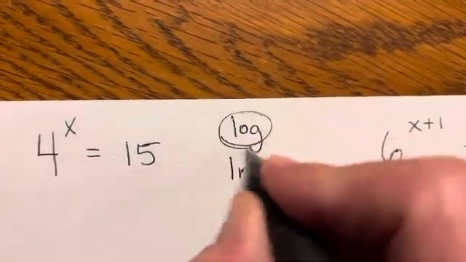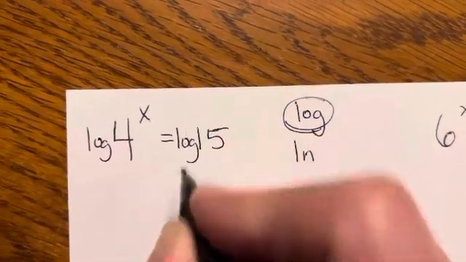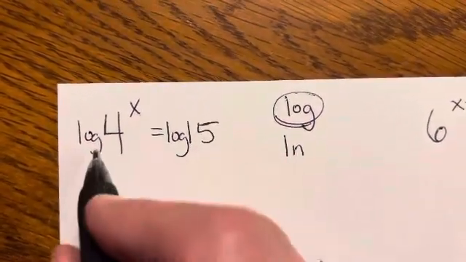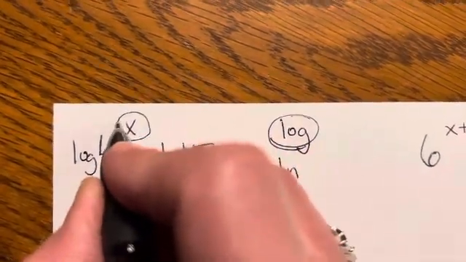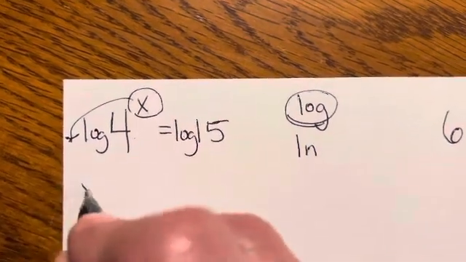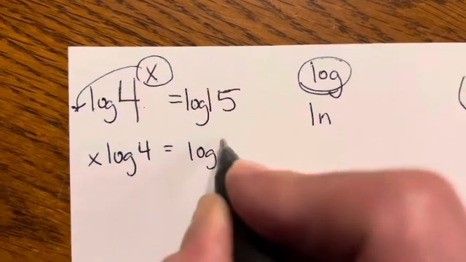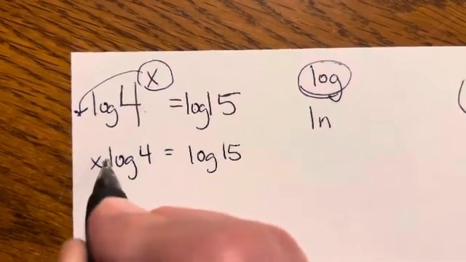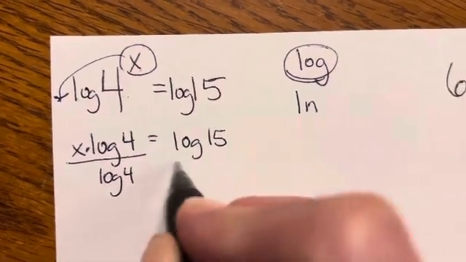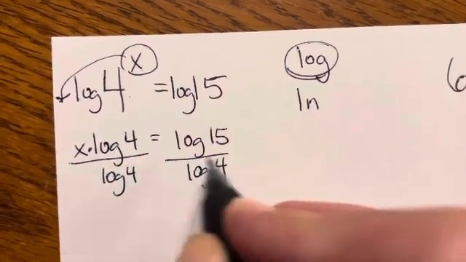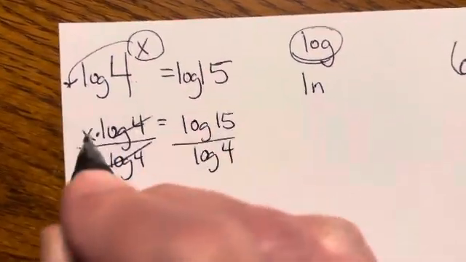So let's just try the common log first. If I take the log of both sides, what you do to one side, you do to all, okay? Log is a function. What this function does is it lets you bring the exponent out front. So what you have here is x log of 4 equals the log of 15. Now realize this says x times, so I want to get the x by itself, so I divide both sides by the log of 4. Notice that cancels right there. x equals this. This would be my exact answer.